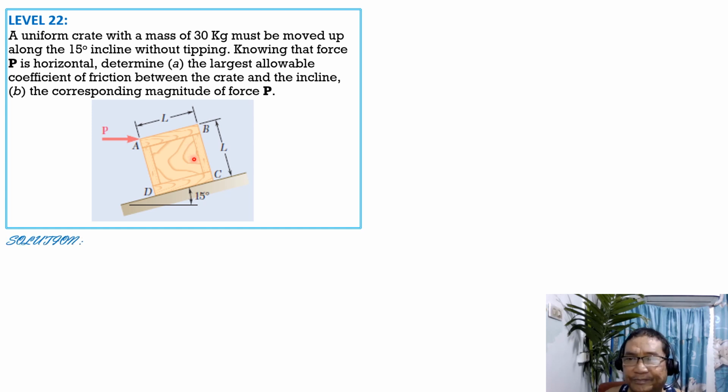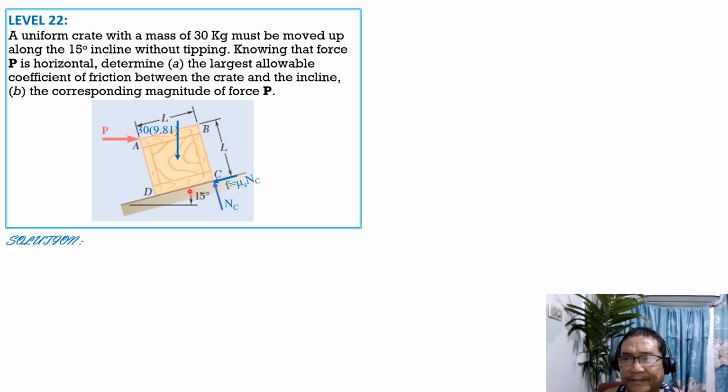So for the solution, let's apply the weight of the crate, which is 30 kilograms times 9.81. Then we have the normal reaction at C because the condition is without tipping at C. The normal reaction must be at C, and there's no normal reaction at D. So we have N sub C, then we have friction, which is mu sub S times N sub C going to the left, opposite to the impending motion, which is up the incline.